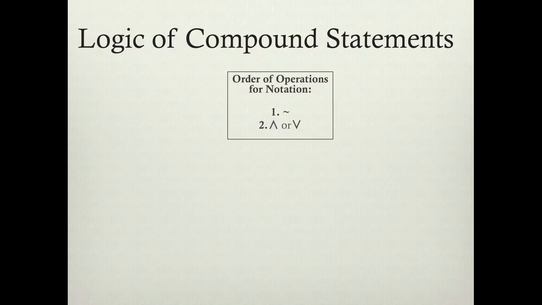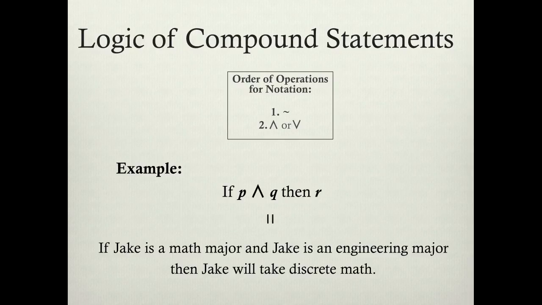Now that we have our notation symbols, there's an order for our notations that we must use. First, the negation applies, and then we use and or. Now that we have all these fundamentals, we can write our example from before as: if P and Q, then R. This is the equivalent of: if Jake is a math major and Jake is an engineering major, then Jake will take discrete math. This is much simpler and much more efficient, and will serve our purposes better in the future. Now, let's assume that this is true, and this has to be true.